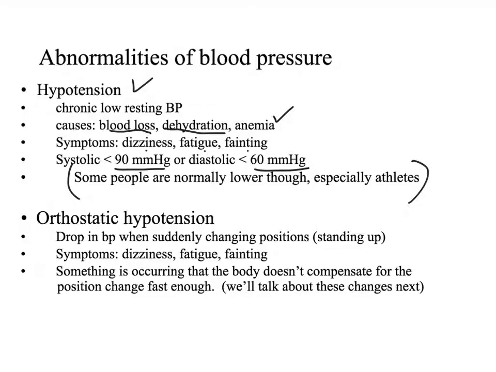Orthostatic hypotension is when you are lying down and you sit up and you get really, really dizzy. It can lead to fainting. What's happening is the body has some homeostatic mechanisms that should tell your brain that you're sitting up and should compensate, but it's not happening fast enough. We'll talk about that and try to make it make sense.